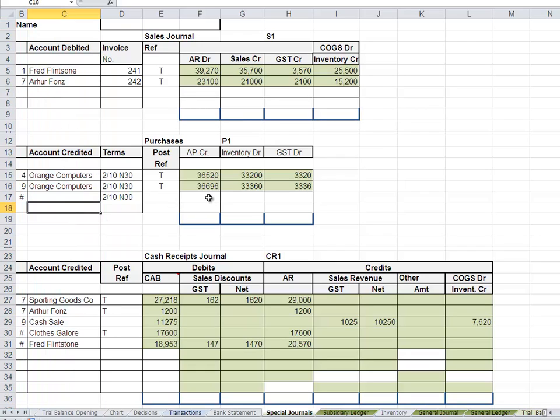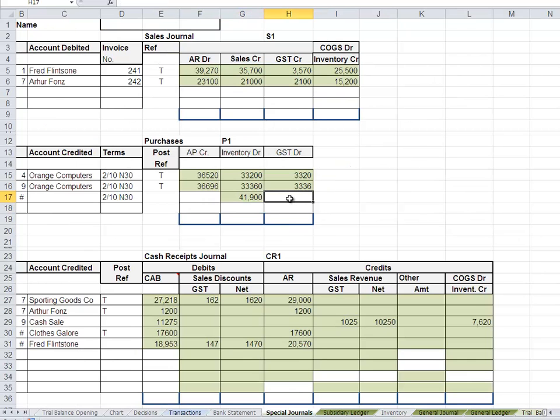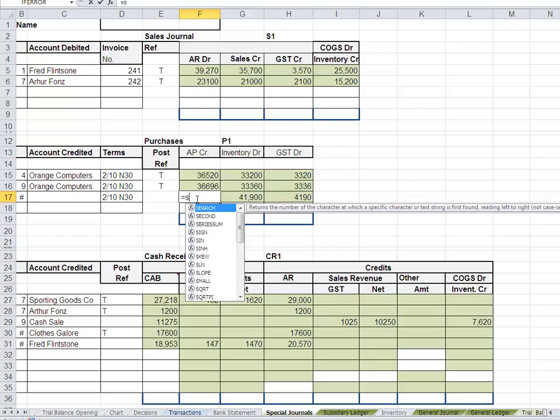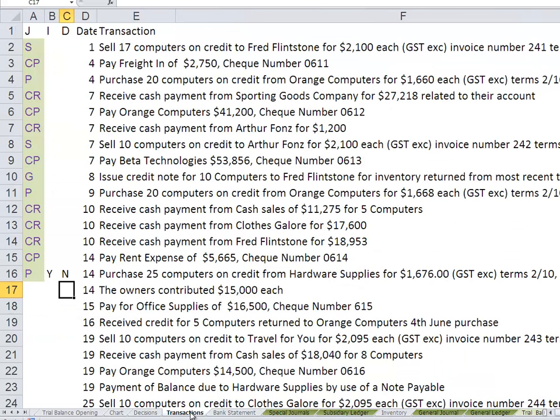Yeah. So the inventory, debit to the inventory. Well, we go to inventory. We'll know what that'll be. 41,900. We know that GST is going to be 10% of that, so we divide that by 10. Gives us 4,190, and we know that accounts payable will be those two added together. $46,090.